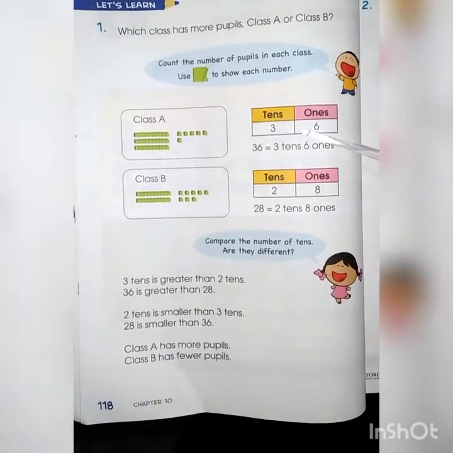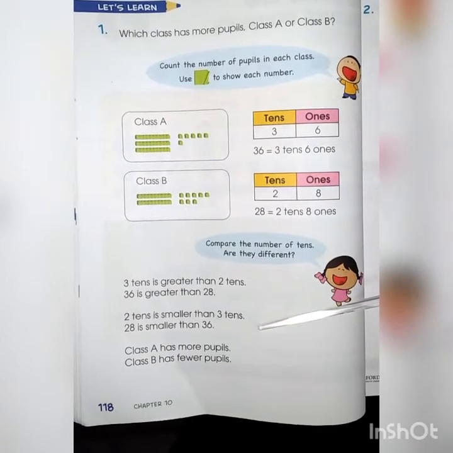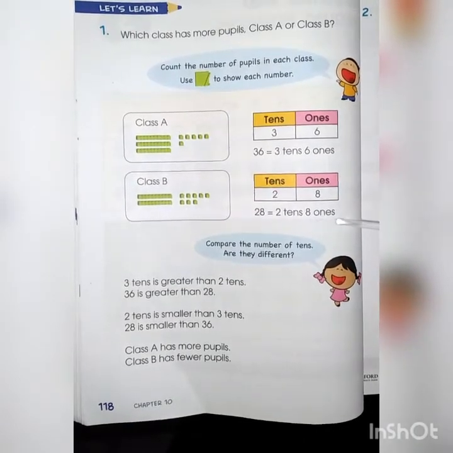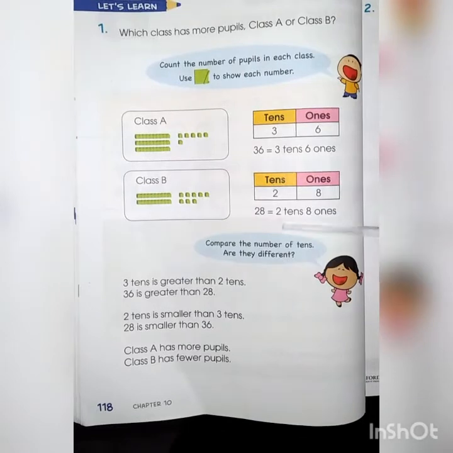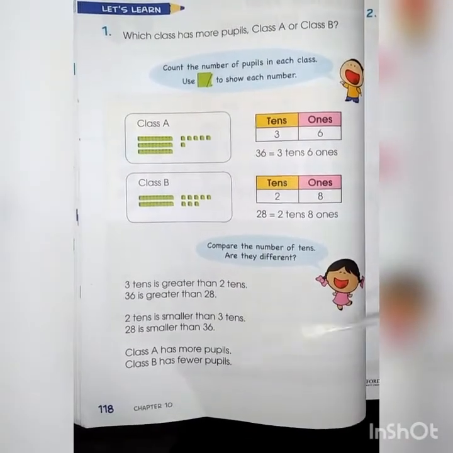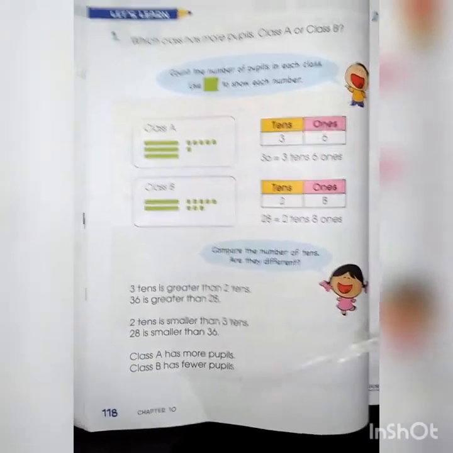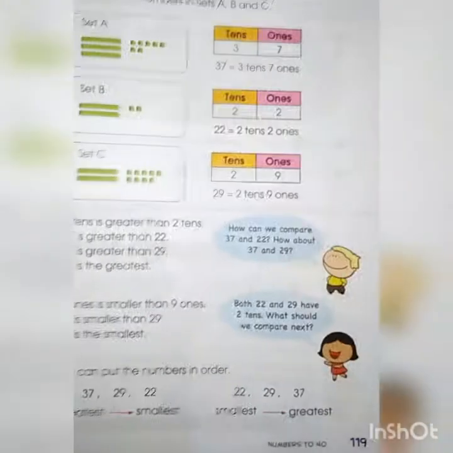36 is greater than 28. 2 tens is smaller than 3 tens, and 28 is smaller than 36. Class A has more pupils, as we know, and class B has fewer pupils. Okay, let's move to the next page.